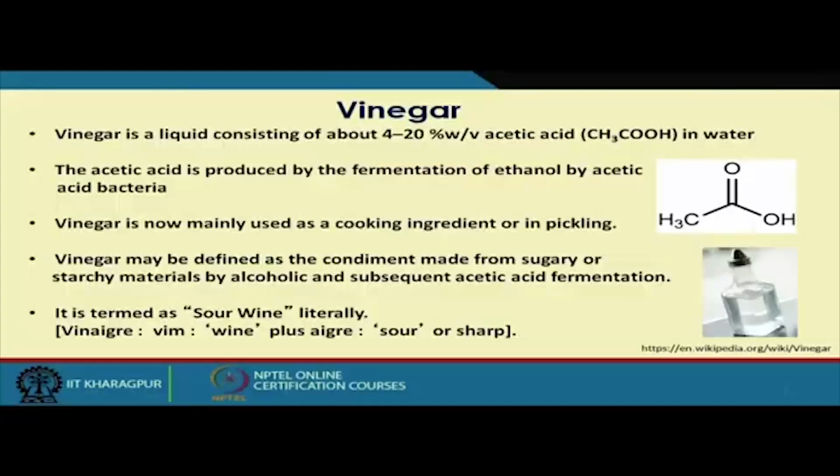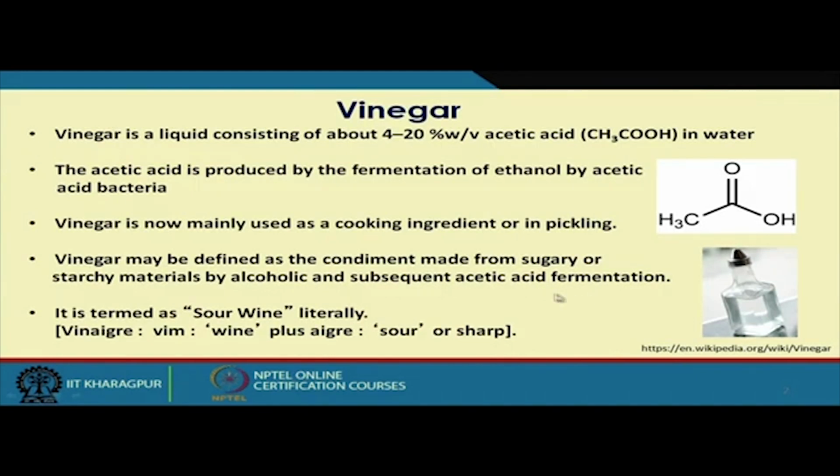Let me start another very interesting topic, that is vinegar production, which is largely used in day-to-day life. Vinegar is a liquid consisting of about 4 to 20% weight by volume of acetic acid. Acetic acid is produced by fermentation of ethanol by acetic acid bacteria. Vinegar is now mainly used as a cooking ingredient or in pickling. Vinegar may be defined as a condiment made from sugary or starchy material by alcoholic and subsequent acetic acid fermentation.